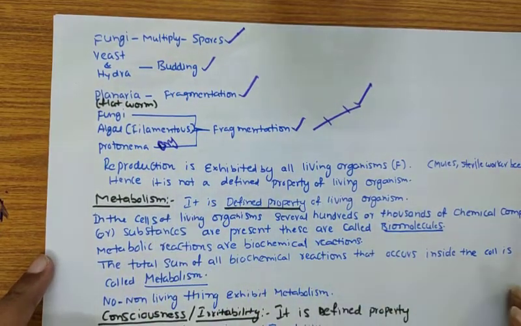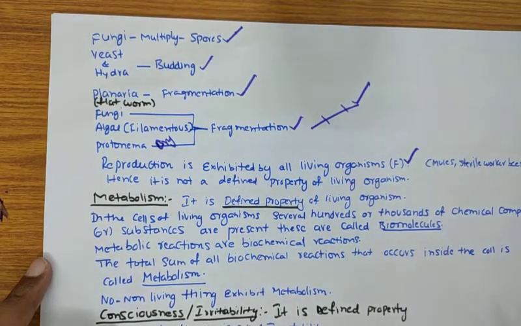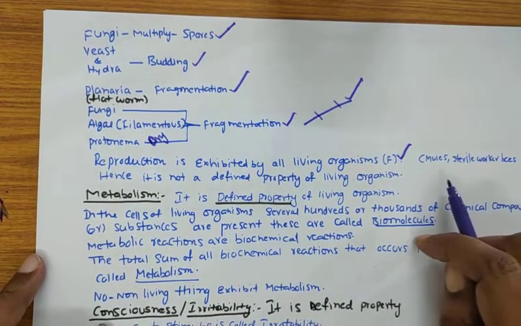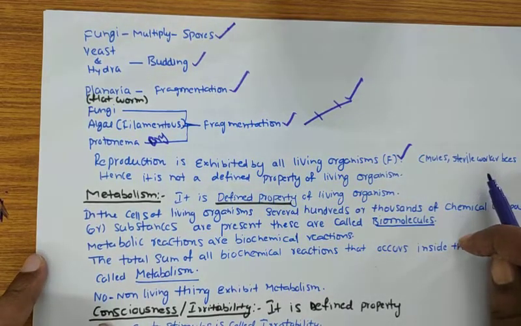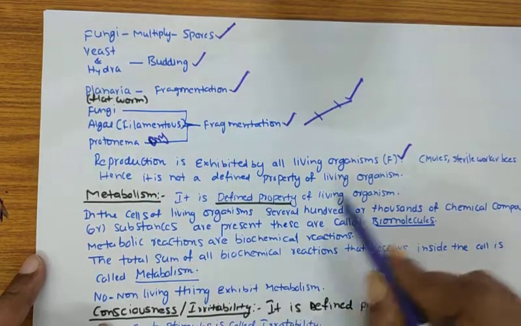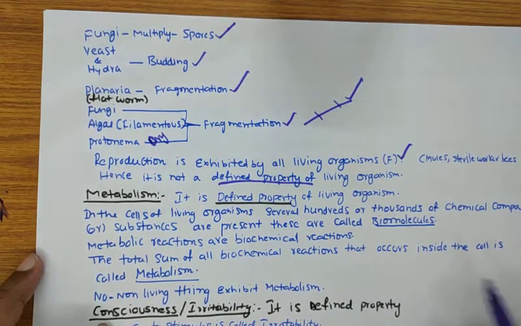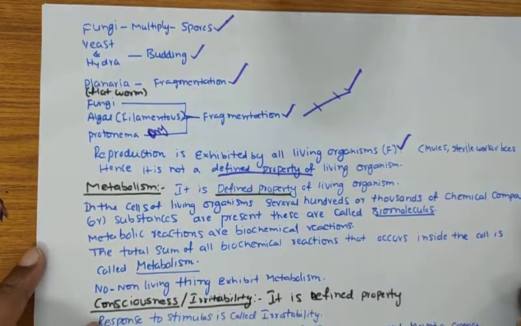Is reproduction exhibited by all living organisms? That statement is false, because some mules and sterile worker bees cannot be involved in reproduction. Hence, it is not a defining property of living organisms. So growth and reproduction are not defining properties of living organisms.